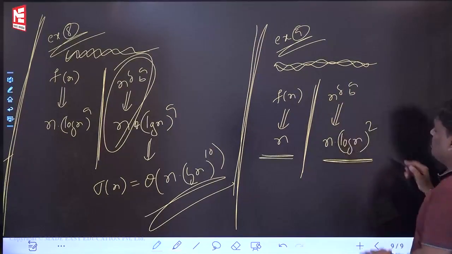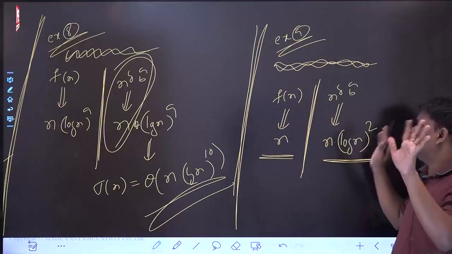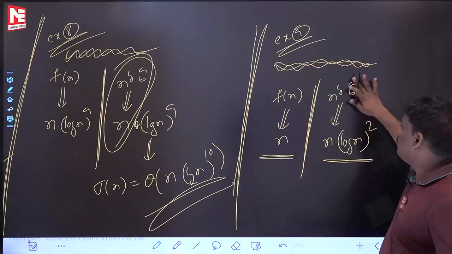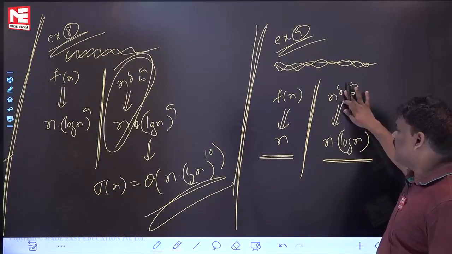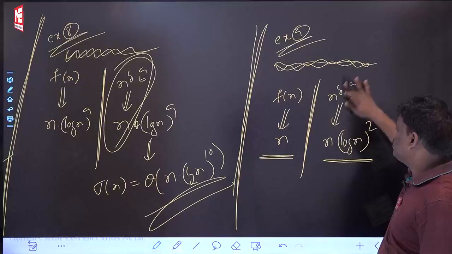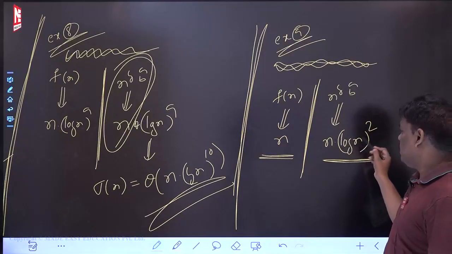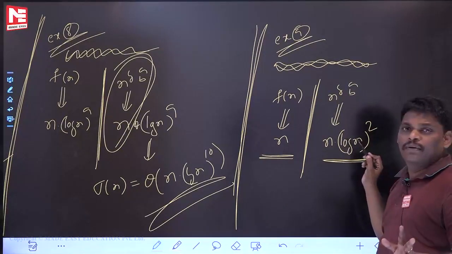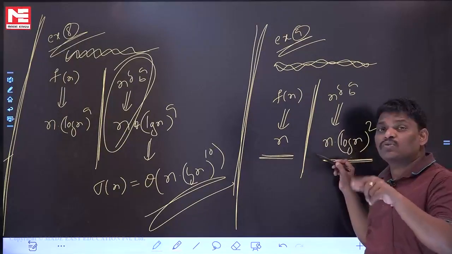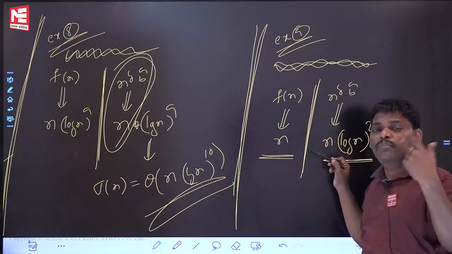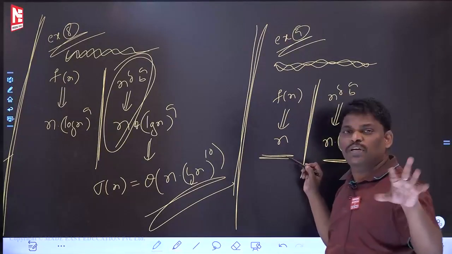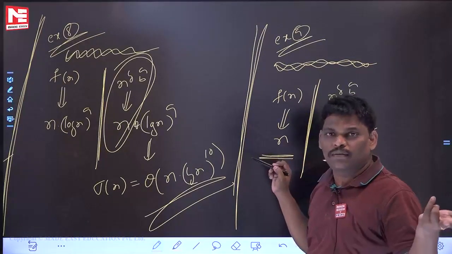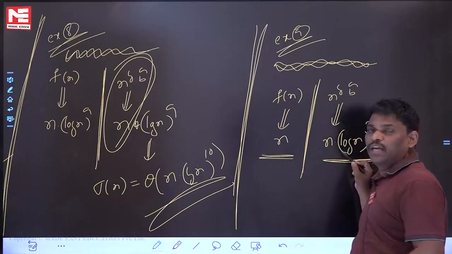Now go to the right side. Can you help me now? Just come to the right hand side and ask him, are you bigger or smaller? Bigger. How many times? (Log n) square times bigger. (Log n) square means what? Logarithmic. So he is bigger by a logarithmic factor. Case 1 and case 2 fail because they want only polynomial. You came to case 3. Can you help me now?